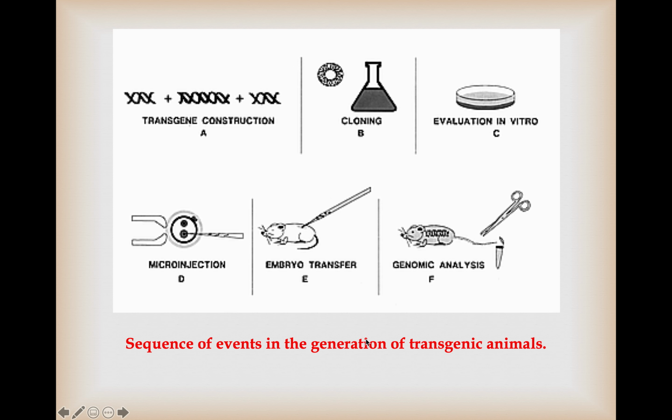So this is the overall chart of the transgene construction, which proceeds with cloning and evaluation in vitro to make sure that your gene expresses, followed by transfer of the gene into the eggs via any one of the methods. This is by microinjection, followed by transfer to the surrogate mother and analysis of the founder animals, or the transgenic animals. So let's have a look at the gene transfer methods.